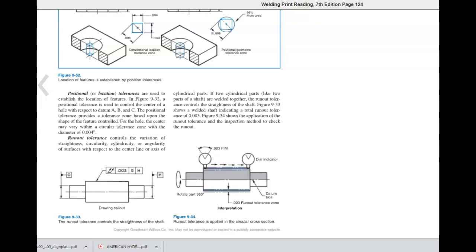Runout tolerances control the variation of the straightness, circularity, cylindricity, or angularity of surfaces with respect to the center line or axis of cylindrical parts. If two cylindrical parts, like two parts of a shaft, are welded together, the runout tolerances control the straightness of the shaft. Figure 9-33 shows a welded shaft indicating a total runout tolerance of 0.003. Figure 9-34 shows the application of the runout tolerance and the inspection method to check the runout.